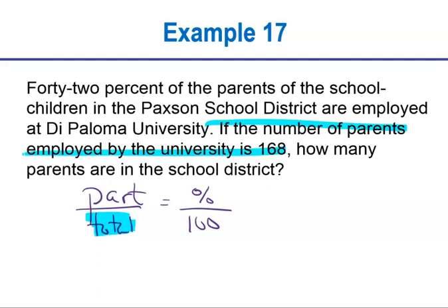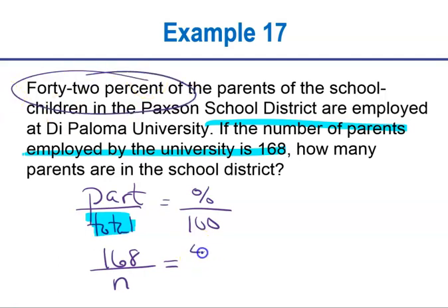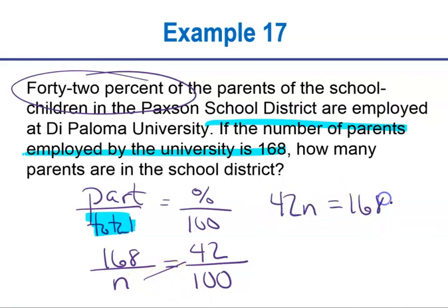So let's see if we can set up our fraction. So 168 is the part. We're going to use n for the total like they used in the previous problem. The percent, notice it says 42%, so that's going to go in the percent spot. And then out of 100. And then once again, proportion, I can cross multiply. So 42n equals 168 times 100. Over here on the right, I've got 16,800. On the left, I still have 42n.